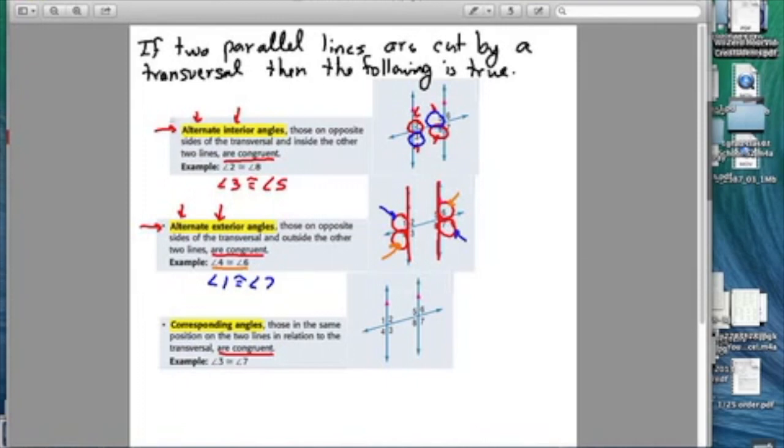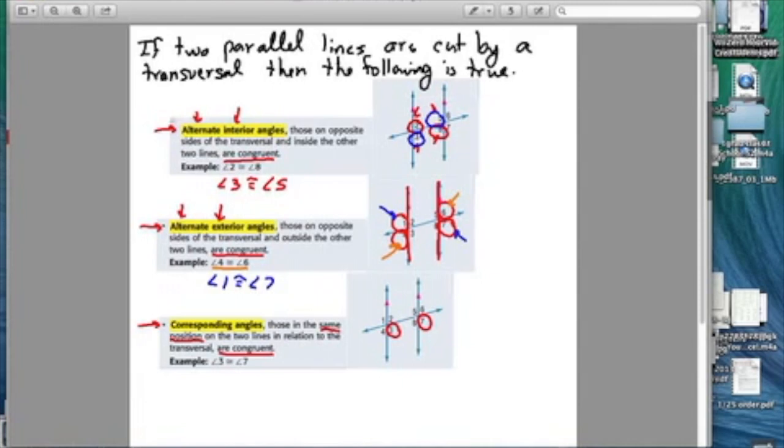All right, the next one, corresponding angles. Those are angles in the same position on the two lines in relationship to the transversal. So they're in the same position. The ones they give us to look at are angle 3 and angle 7, which are corresponding angles. And notice, in the grouping, they are in the same spot. Well, what would be another example of corresponding angles? Angles that are in the same spot.